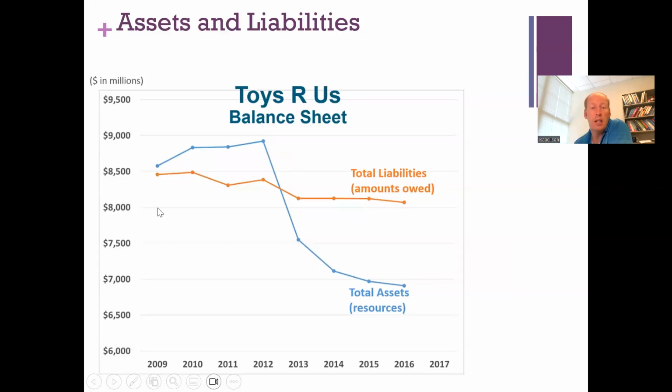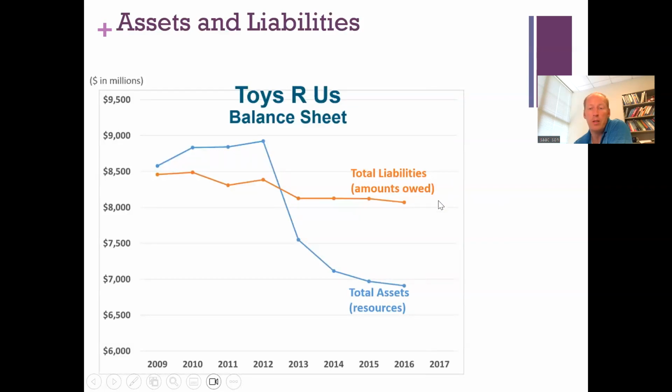Another interesting thing: here's a company, Toys R Us. I don't know if you guys remember that. You should remember it. It was a toy chain that ultimately went bankrupt. You can see over time their resources, and obviously this is in millions, so their assets declined over time, and their liabilities went down a little bit, but not nearly as much as their assets going down.